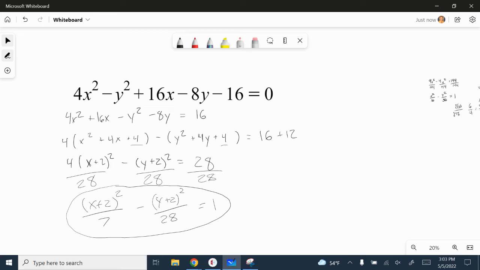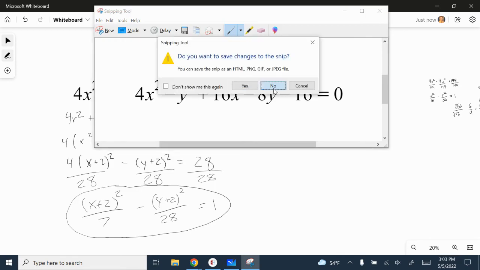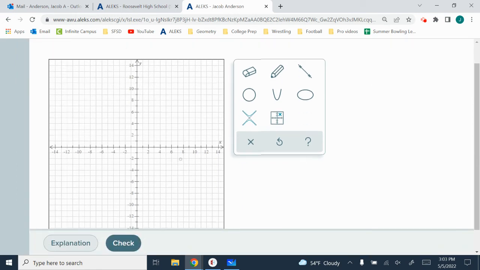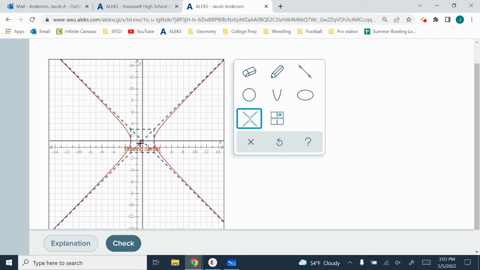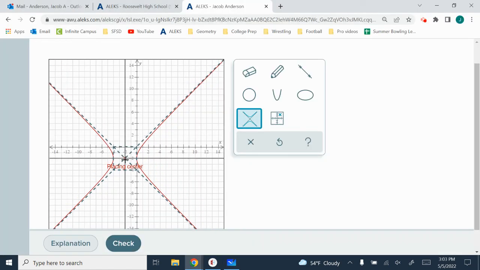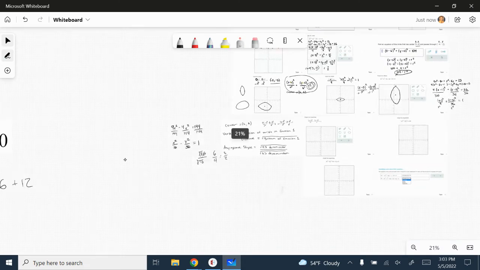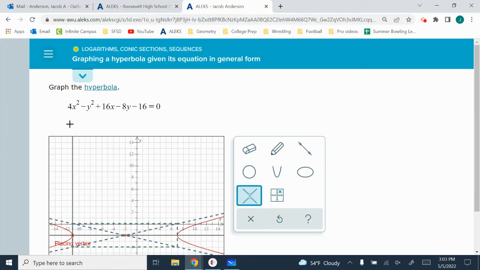So if I go back to graphing, zoom out here. My center looks like it's at -2, -2. That's where (h, k) is. -2, -2. Place that there. Again, if we look back, your vertex is in the direction of the variable in fraction 1.